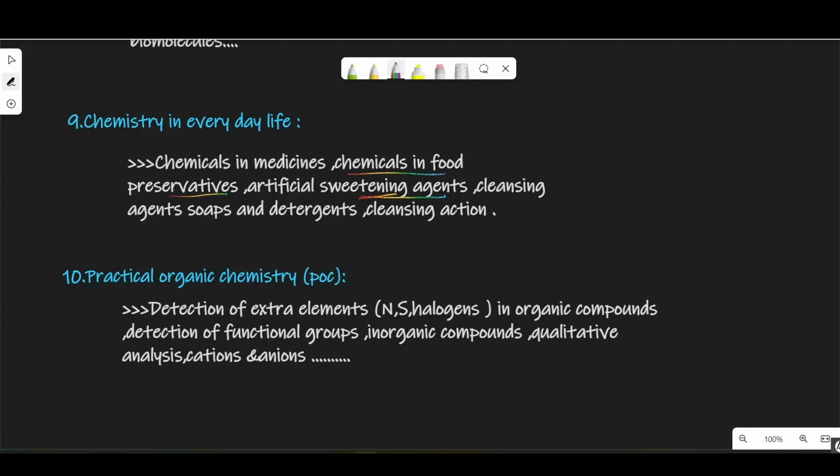In this, we need to learn a few topics related to detection of extra elements in organic compounds, detection of functional groups, and inorganic compounds like salt analysis. These are the things we need to learn in this. So this is all about the syllabus for this subject.